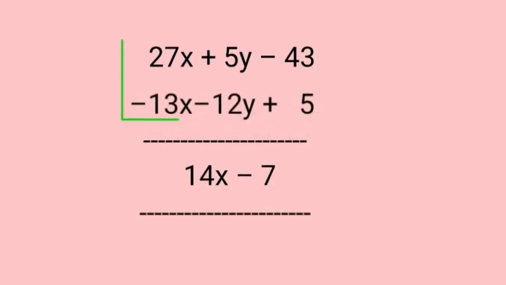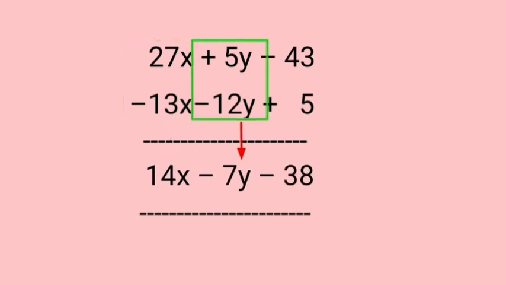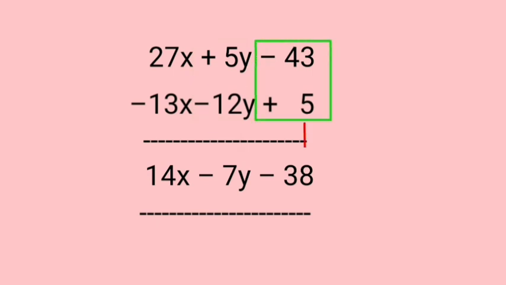27x minus 13x is equal to 14x. 5y minus 12y is equal to minus 7y. Minus 43 plus 5 is equal to minus 38.